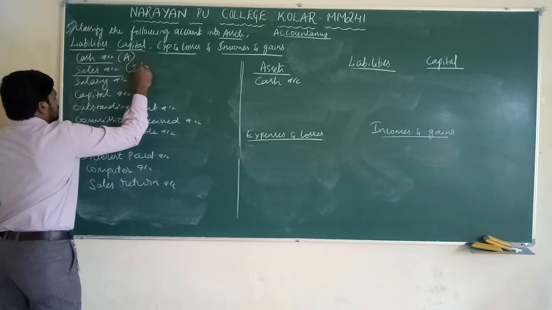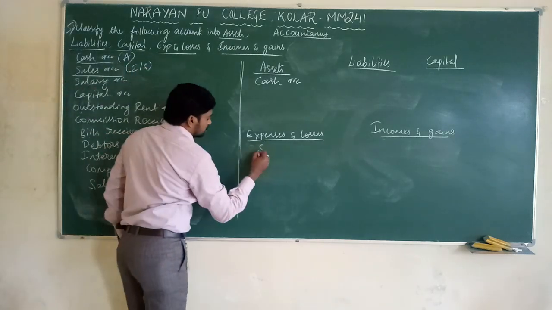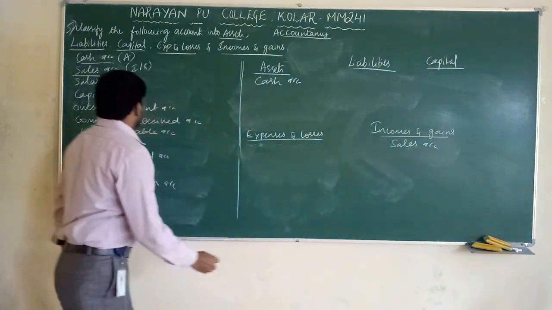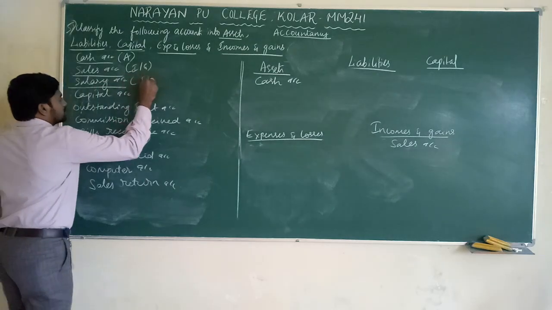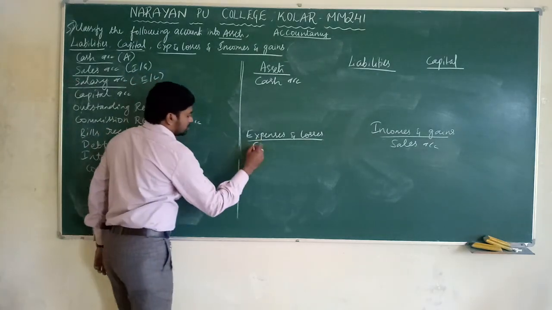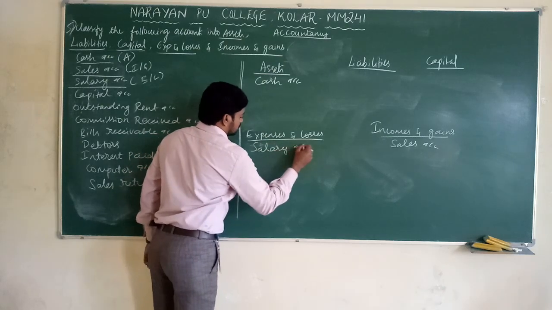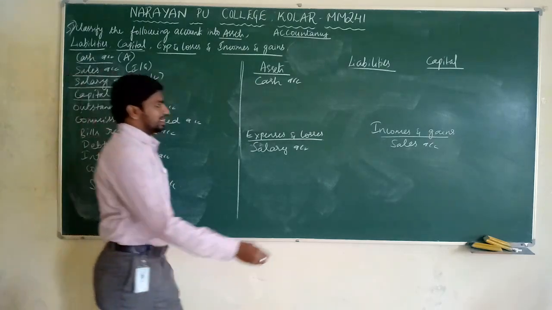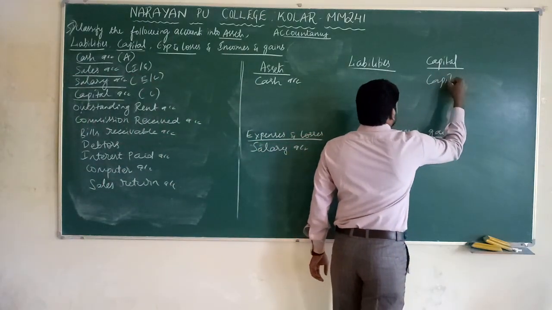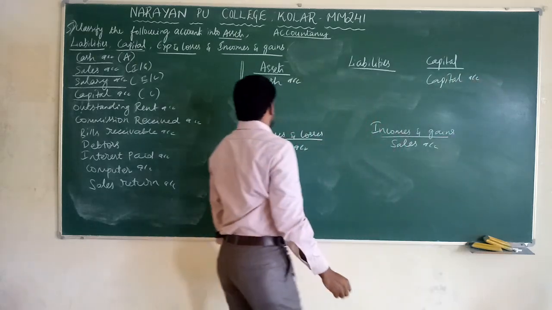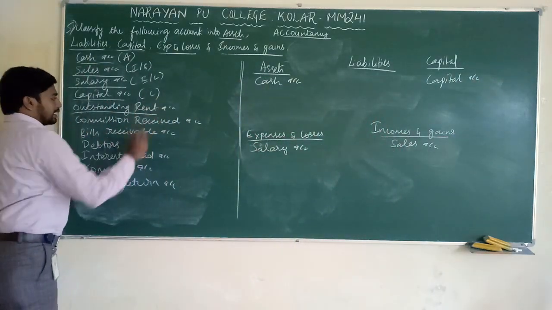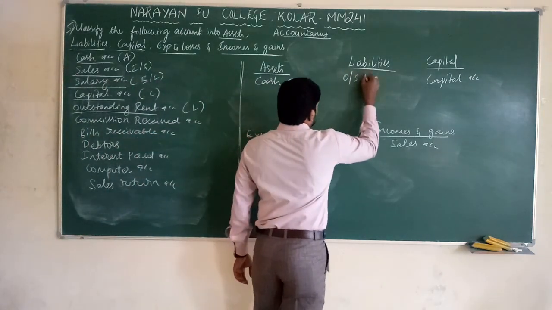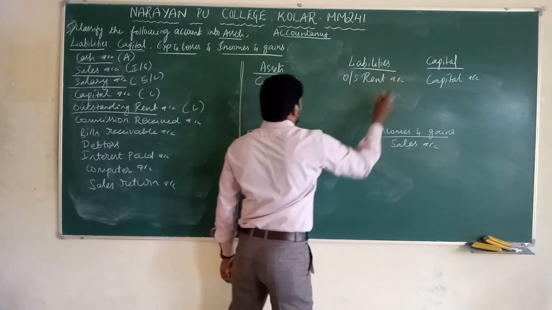Sales account comes under incomes and gains account. Very good. Next, salary account comes under expenses and losses account. Next, capital account comes under capital only. Next, outstanding rent account. It comes under liability. Write down outstanding rent account.